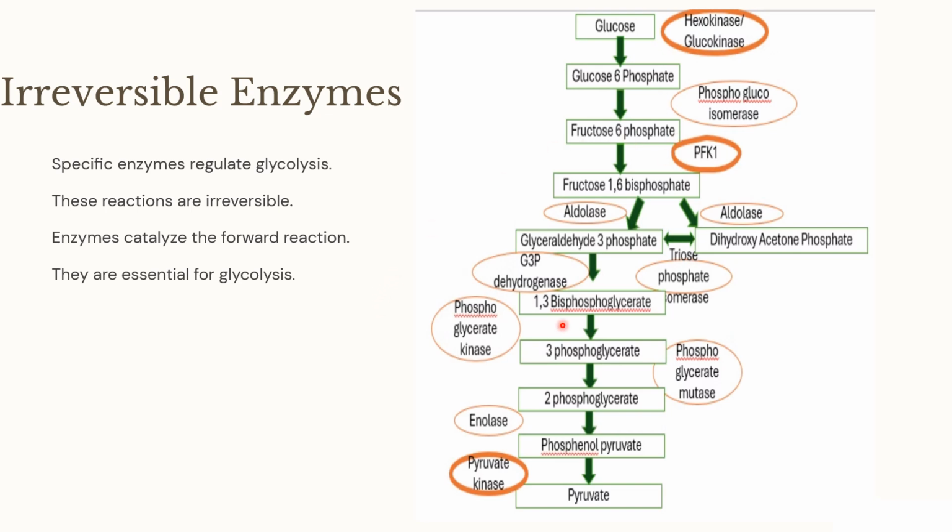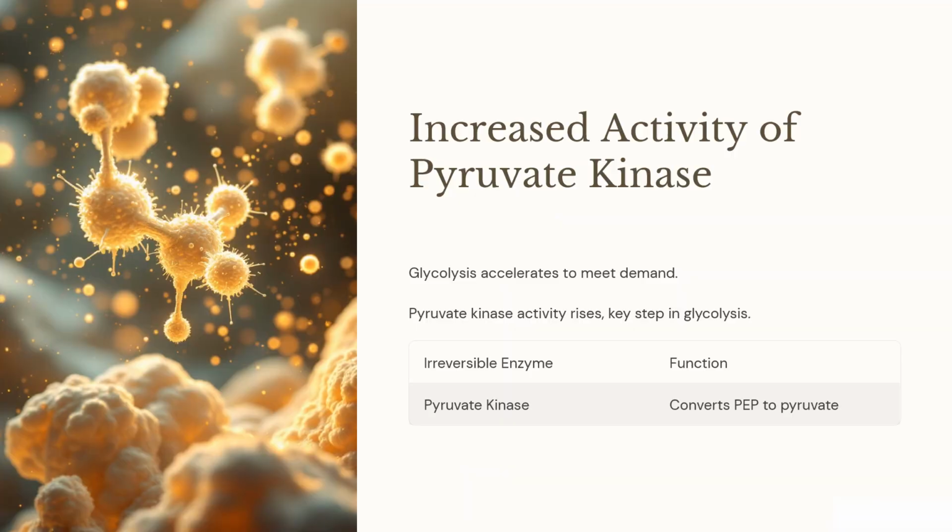So what are those irreversible enzymes in glycolysis? An ideal way to memorize this is that the first, third, and ninth enzymes are irreversible. First is hexokinase or glucokinase, third is phosphofructokinase 1, and ninth is pyruvate kinase. We had already seen that there are three irreversible enzymes in glycolysis, isn't it? So pyruvate kinase is that ninth enzyme, and once its activity rises, that is the key step in glycolysis. What is the metabolite that pyruvate kinase acts on? Pyruvate kinase acts on phosphoenolpyruvate to form pyruvate.